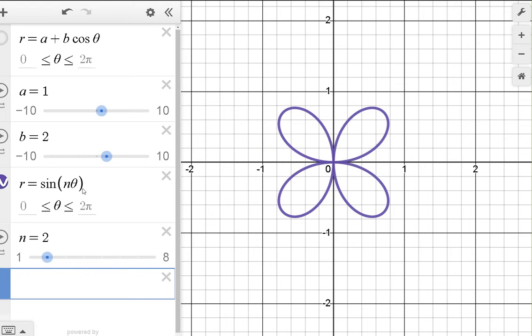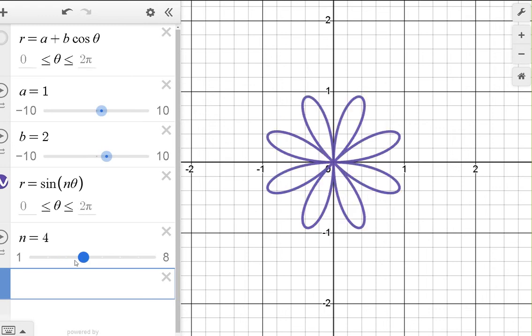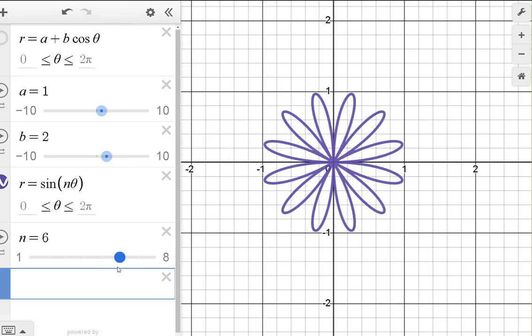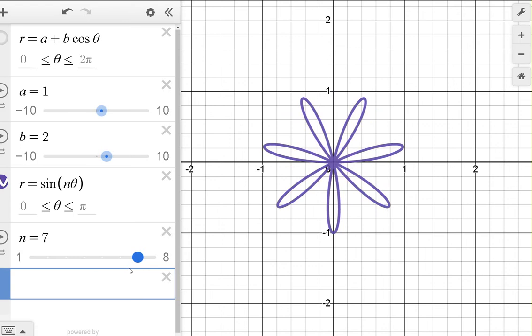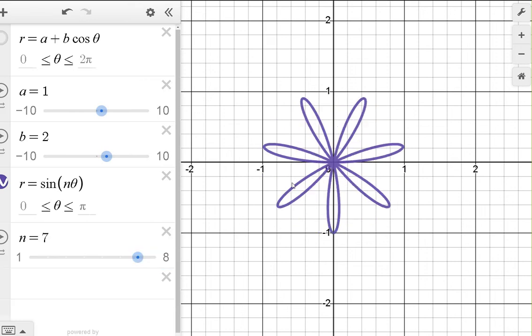So when n equals 2, sine of 2 theta, you've got this nice 4-leaf clover. If n equals 3, all of a sudden I go down to a 3-leaf clover. But at 4, now I've got 8. At 5, I've got 5. At 6, I've got 12. At 7, I've got 7. How many petals do you think I would have at 8? Have you spotted the pattern yet? 16. So the pattern is, for an even number, you get twice as many petals as n. For an odd number, you get the same.